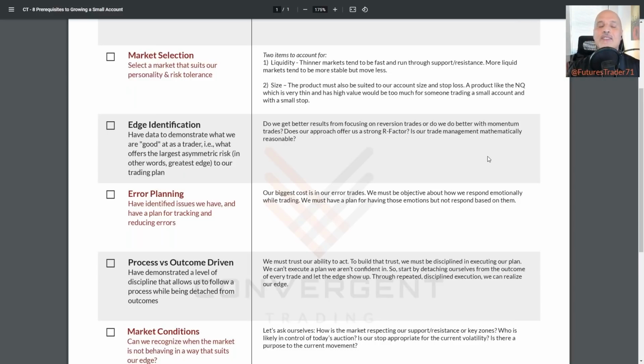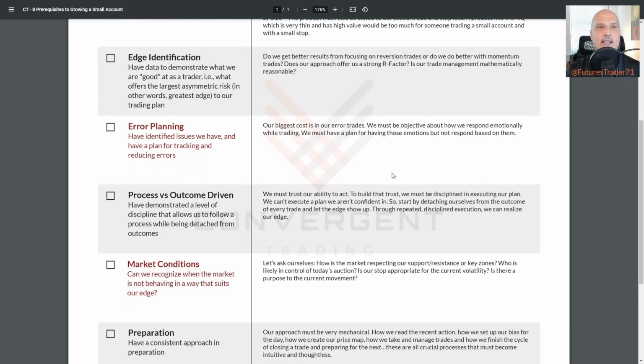We want our R factor to be 2 or better. So we want to get paid twice as much on a fully closed target trade versus a full stop out. So for every full stop out, we can make up 2 stop outs with 1 good trade, 1 complete trade. So having that edge, defining your edge, and then doing the mathematics required to figure out your R factor, which dictates where you put on the trade and how you manage and exit the trade, is a big piece of the puzzle. And doing this consistently day after day is a big part of growing a small account.